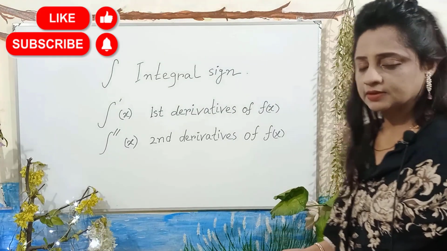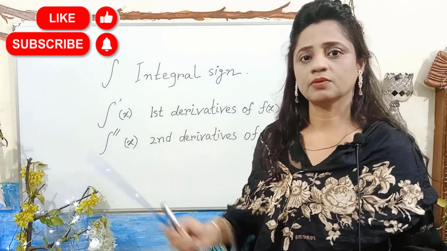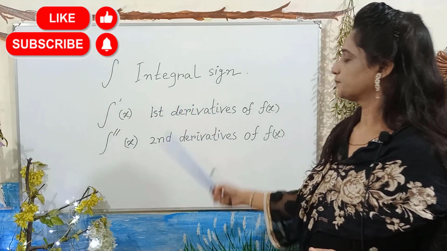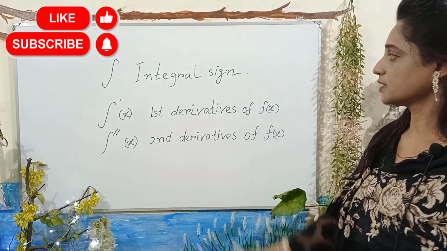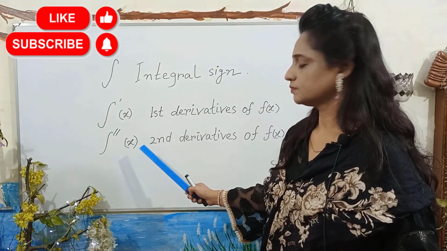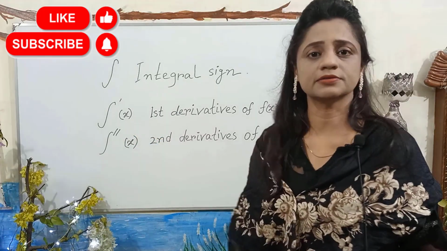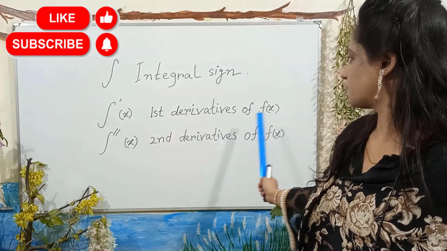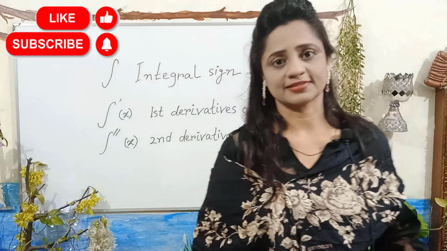This is integral sign. In integration we often have noticed that symbol, and this is the first derivative of function of x. When we integrate a second time, then this is first time and this is second time, second derivative of function of x. This is first derivative of function of x and this is second derivative of function of x.